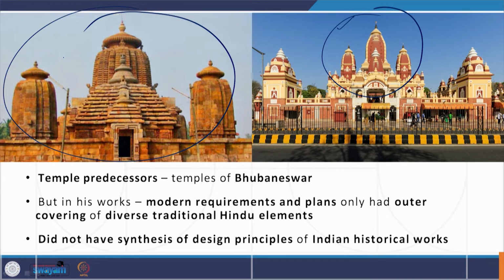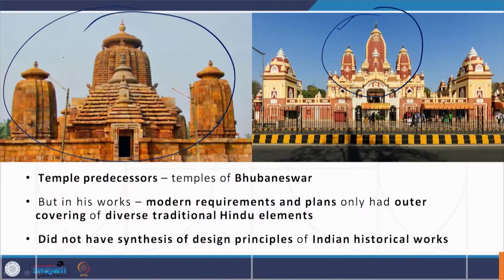The modern requirements and plans only had the outer covering of these diverse traditional Hindu elements. This temple was for the modern times and for the modern needs. So though the form itself carried with it a traditional Hindu temple form, and that also Bhuvaneshwar, the building per se was a modern temple. It would carry with it drainage facilities, water lines, electricity, overall systematic administrative structure. The whole building was a modern building, topped up with the outer form of a traditional Indian temple.